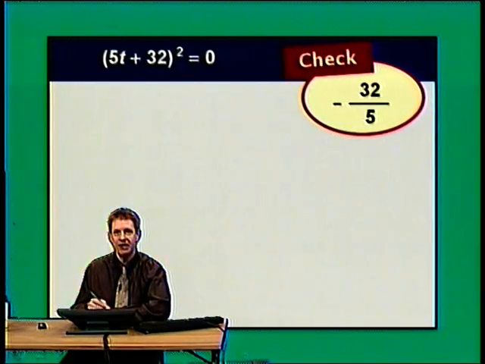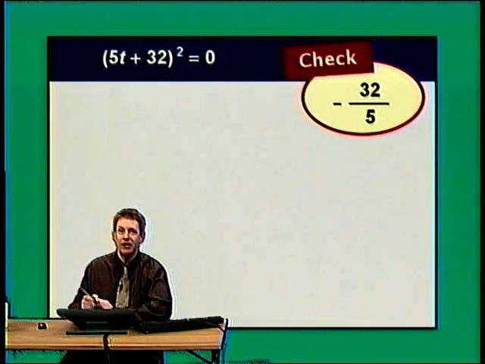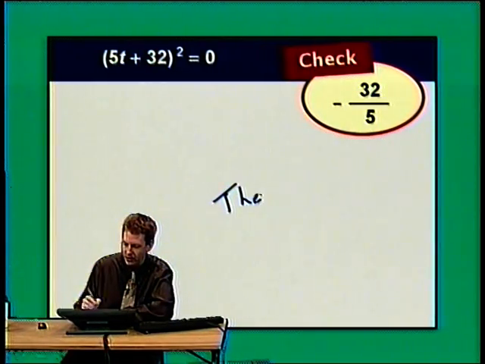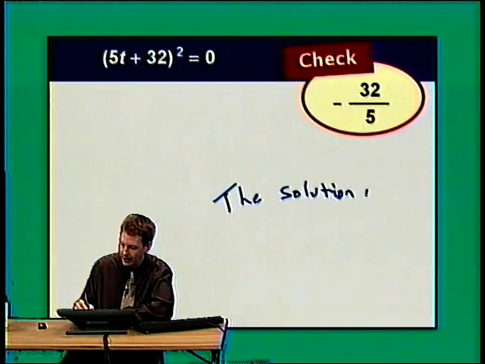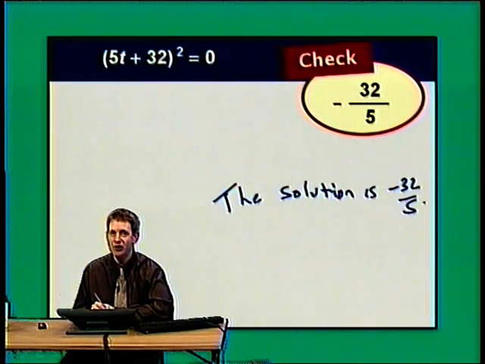So now we need to check our solution, negative 32 fifths. But I'm getting a signal that I'm about to run out of time, so I'm going to let you check this solution. And once you've checked the solution, go ahead and write your conclusion, that the solution is negative 32 fifths.